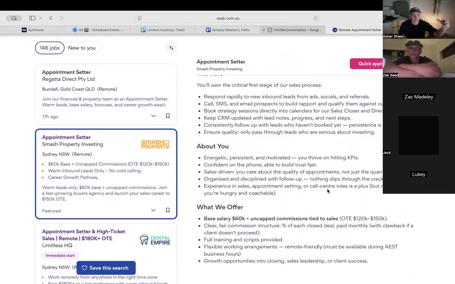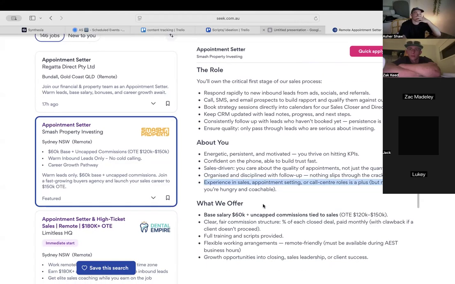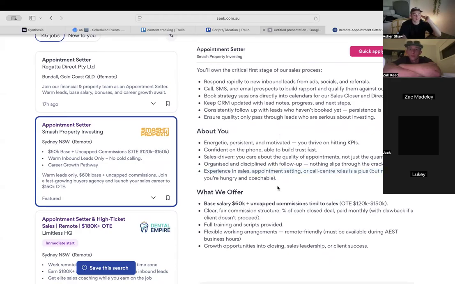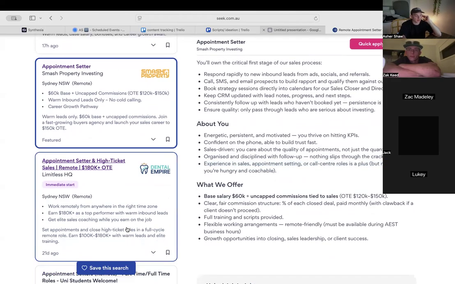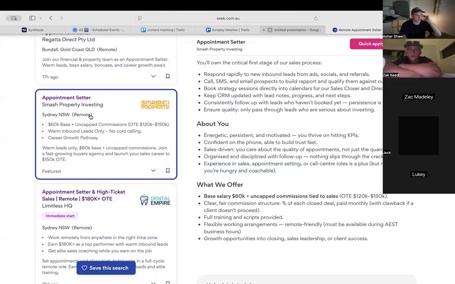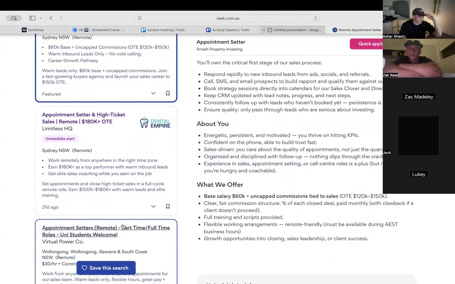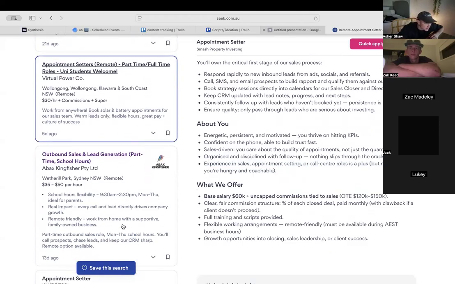So yeah, appointment setting. Having that experience there is going to be massive. Even all of these here, you can get in with pretty basic level experience. But yeah, you really want to look for the ones that have the remote here because obviously they're remote, so we can go live in Bali and shit.